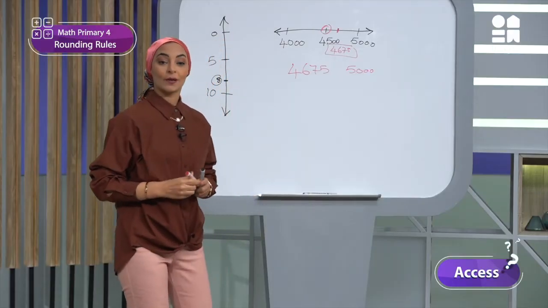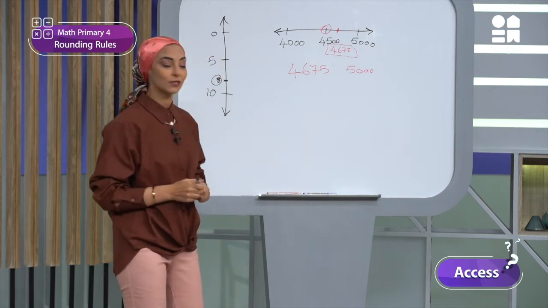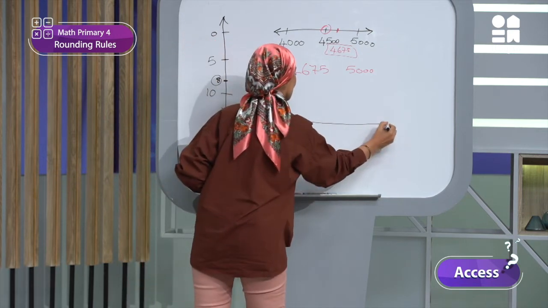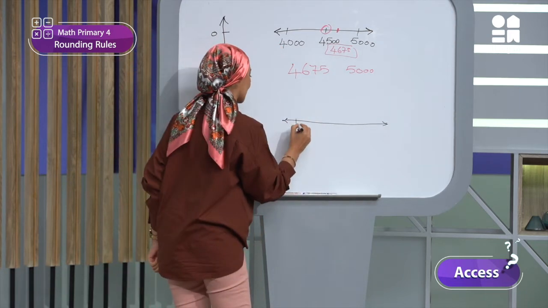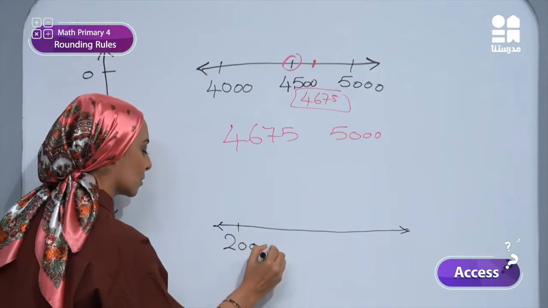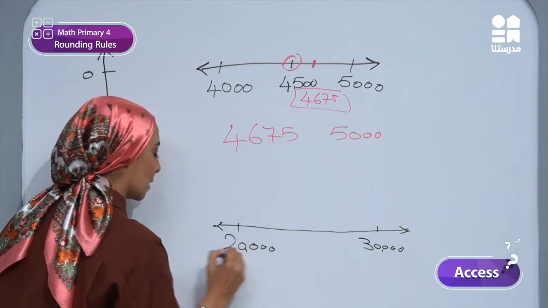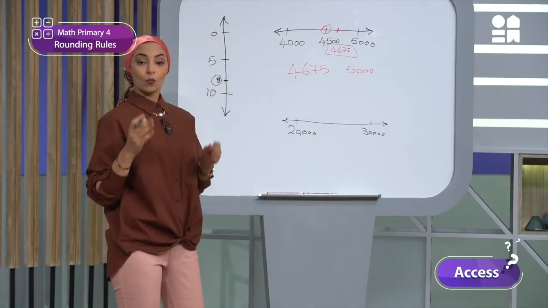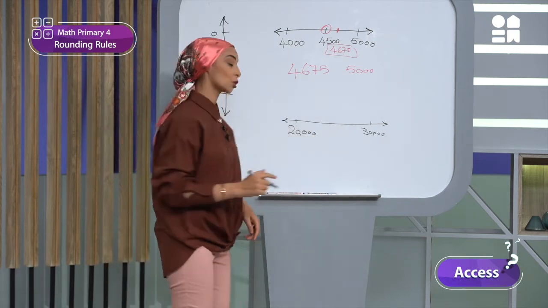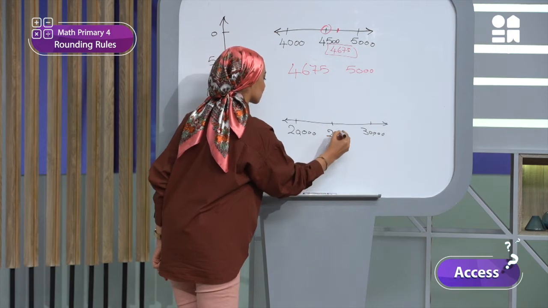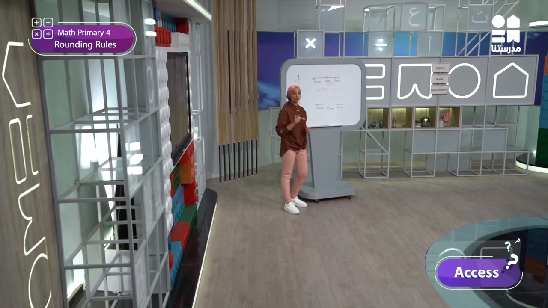Okay, let's draw another number line. Here I have a number line from 20,000 to 30,000. Let's draw it in the same way. Yes, from what? Yes, 20 to 30. As you see here, 20,000 to 30,000. Okay. If I ask you, what is the midpoint? Who can tell me the midpoint between 20 and 30 is 25,000. Right, 25,000.